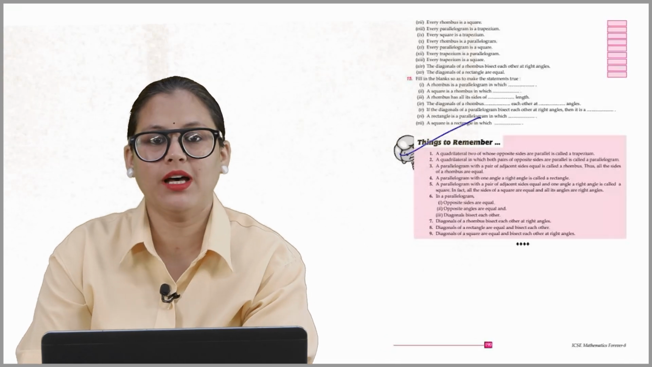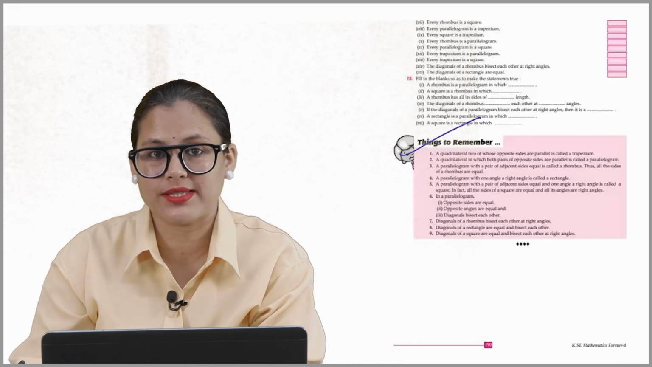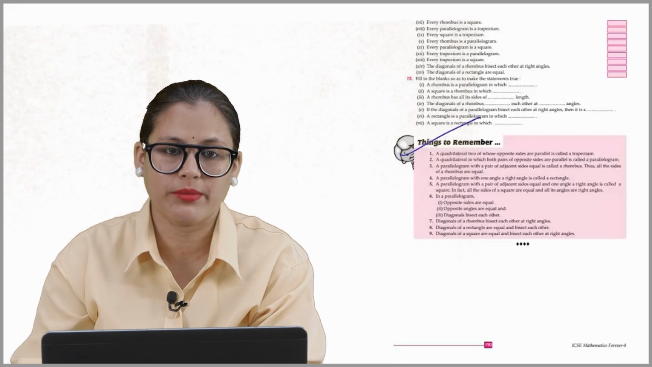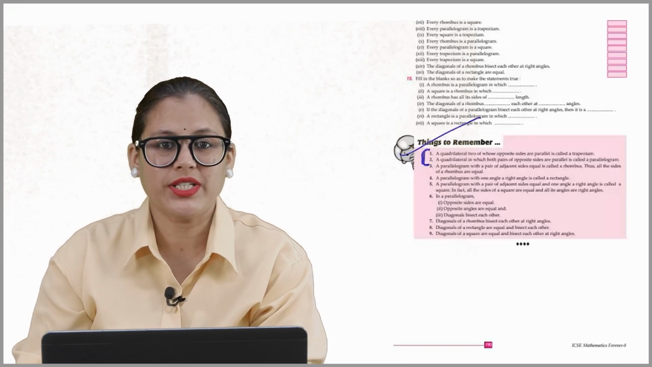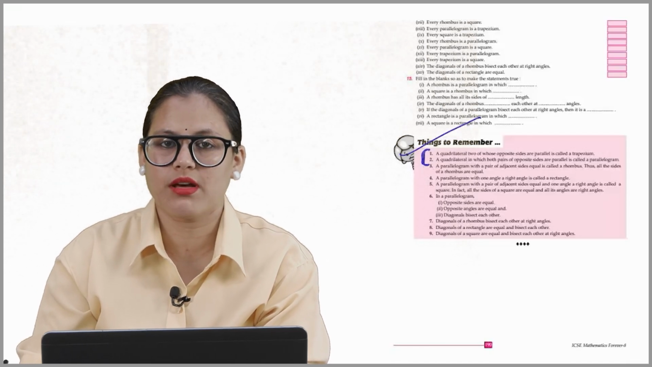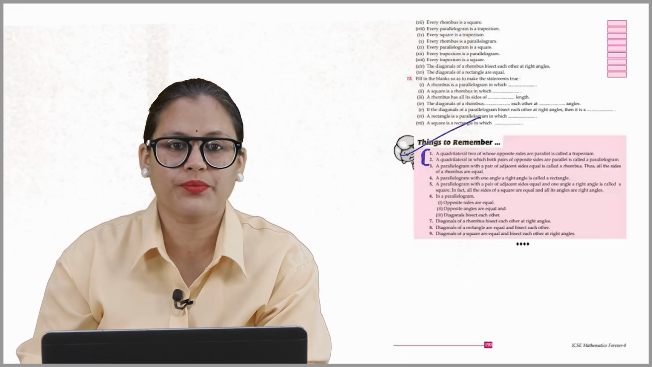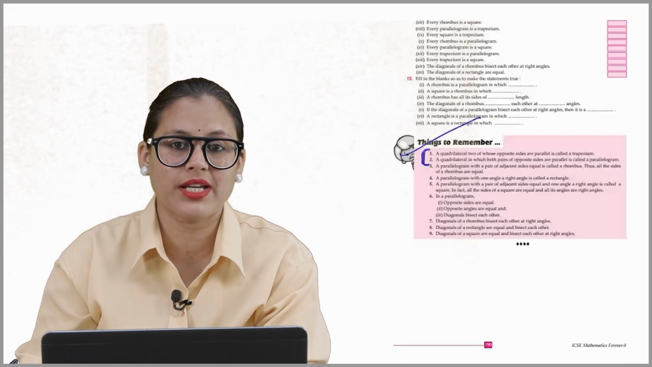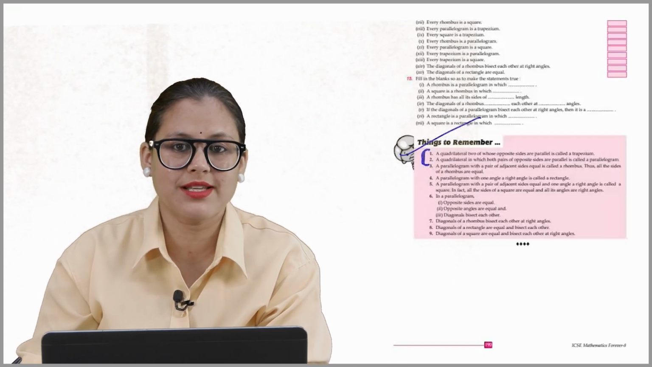Things to remember. Number 1, a quadrilateral, two of whose opposite sides are parallel, is called a trapezium. Number 2, a quadrilateral in which both pairs of opposite sides are parallel is called a parallelogram. So here is the difference between a trapezium and a parallelogram. 3, a parallelogram with a pair of adjacent sides equal is called a rhombus. All the sides of a rhombus are equal. 4, a parallelogram with one angle a right angle is called a rectangle. 5, a parallelogram with a pair of adjacent sides equal and one angle a right angle is called a square. In fact, all the sides of a square are equal and all its angles are right angles.